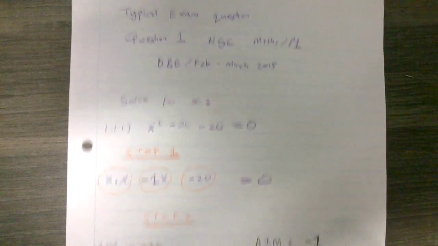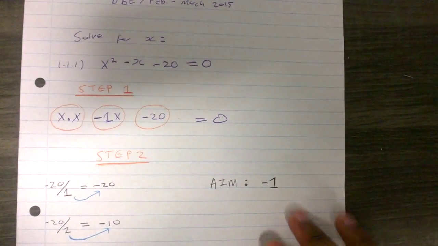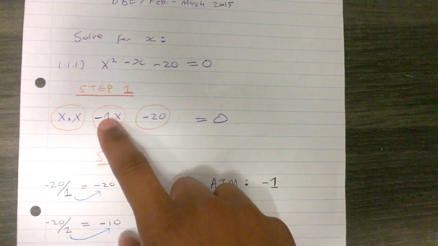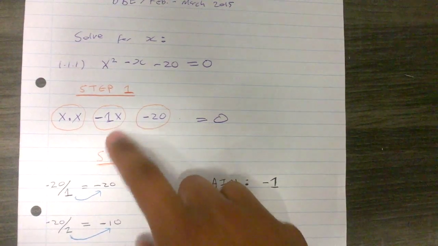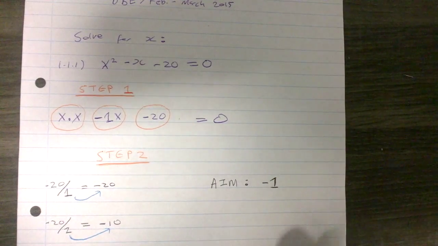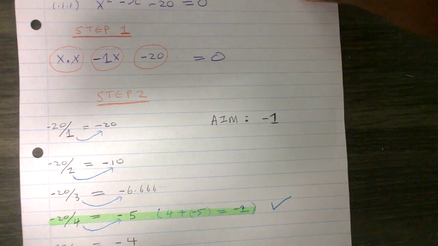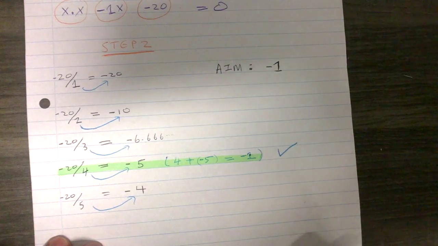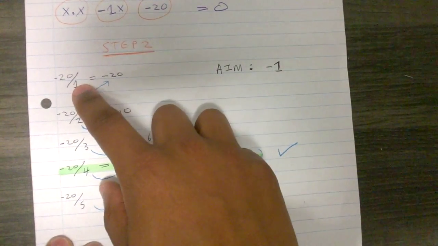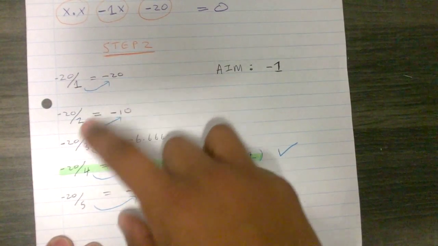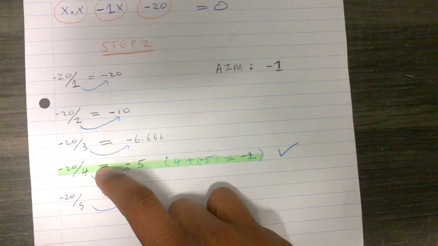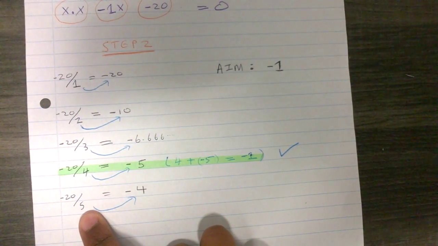It's the aim. Step 2: this coefficient of the one x is -1. So this is what you're aiming for. Then you're going to take this constant, -20, and divide it by 1, divided by 2, divided by 3, divided by 4, and then divided by 5.